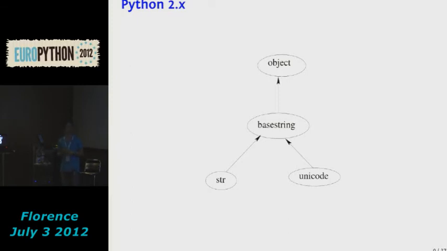In the 2.x series of versions of Python, there are actually two classes for strings. One of them is the str one, and the other one is unicode. And they both inherit from basestring. So in Python 2.x, if you want to know if something is a string, you check if it is a basestring, actually.